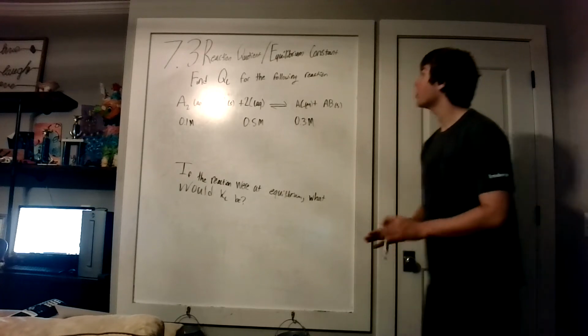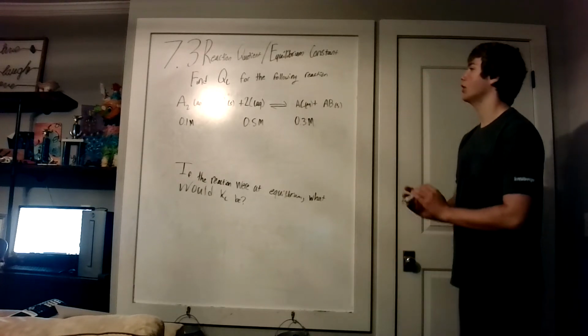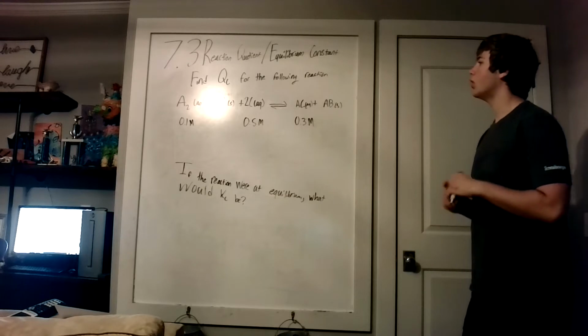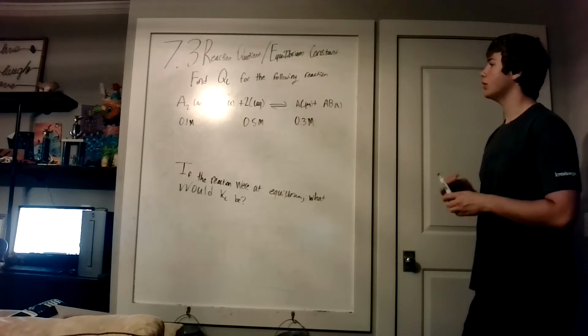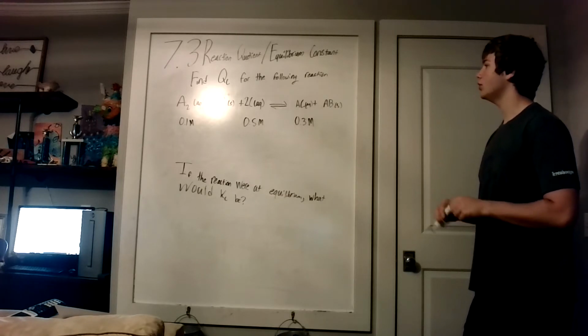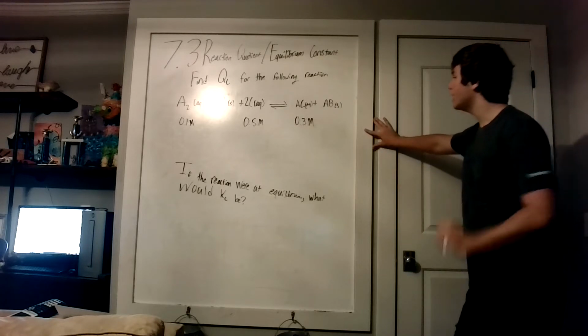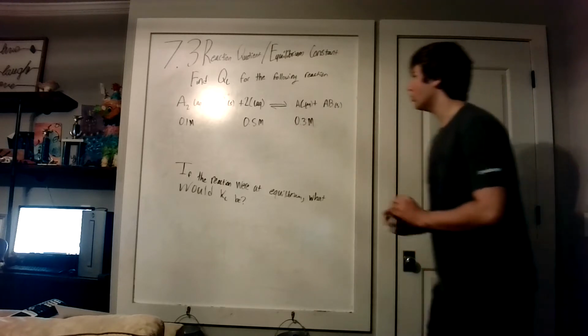My name is Tommy, and today we're talking about reaction quotient and an equilibrium constant. Find Qc for the following reaction: A2 aqueous plus B solid plus 2C aqueous yields AC2 aqueous and AB solid.